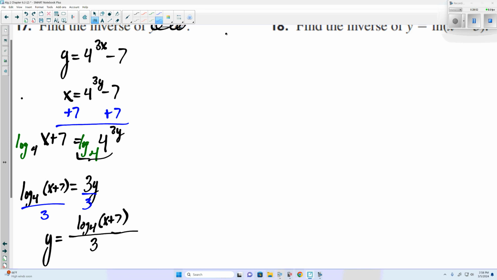Questions on this here? Are you ready for the last one? Yes? Well, let's do a different one. Come on in, give me a number. 4. Okay, you can give me a different number. 22. Find the inverse of y equals log base 22 of 3x minus 5.